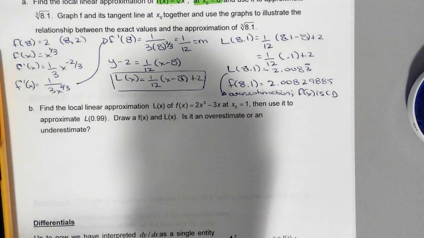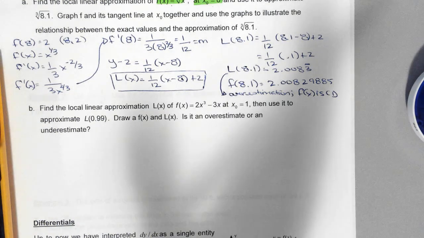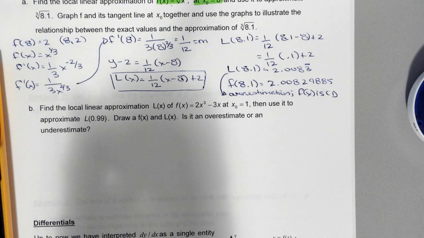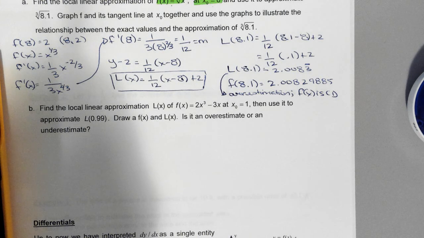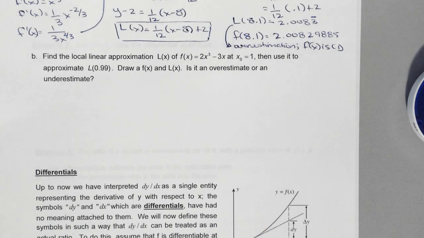Okay, does anyone have any questions about the process? There's almost nothing that is different. It is pretty much the same as what we learned in Unit 1. Okay, so here's the process. Here we go. Find the local linear approximation L of x. As soon as you see local linear approximation, you know you need to find an equation of a line that's tangent to the curve. That is your cue. That's the clue as to what you need to do.